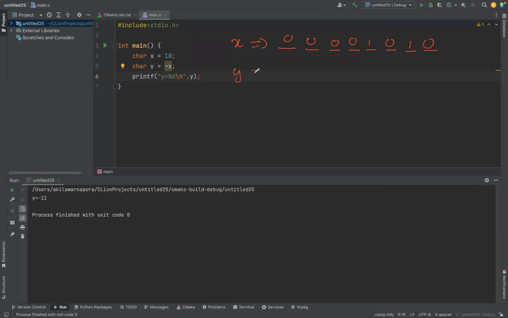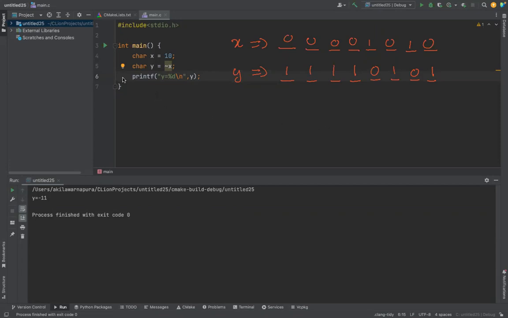y means the 1's complement of x. What does 1's complement mean? It means just invert the bits. Do not add 1, because adding 1 means 2's complement. Here 1 2 3 4 5 6 7 8, just invert the bits: 1 1 1 1 0 1 0 1. So this is the y value saved in your computer.